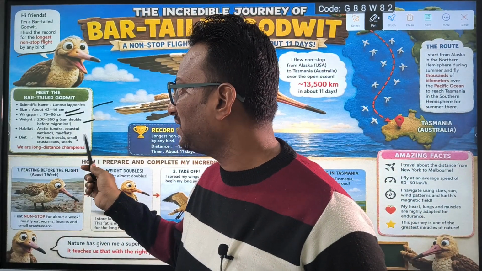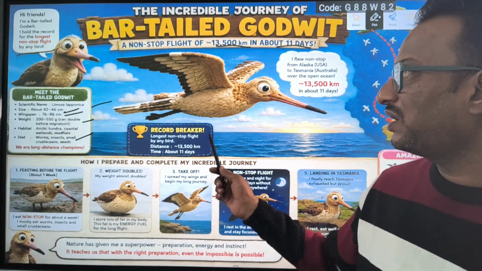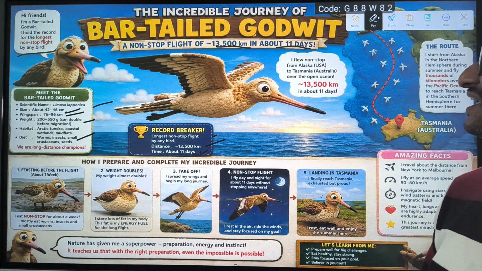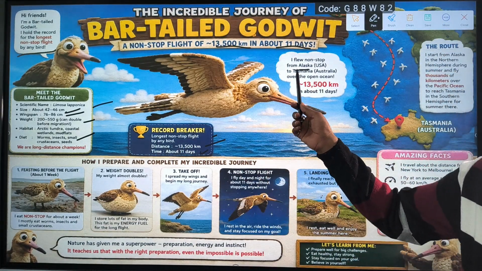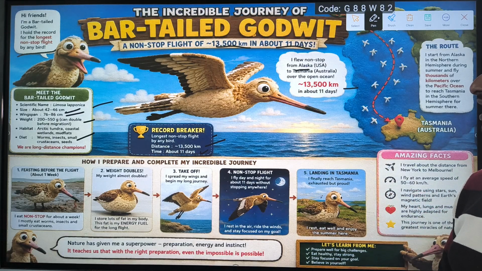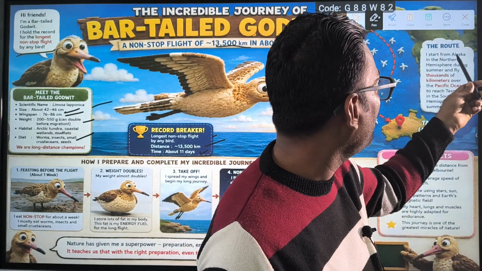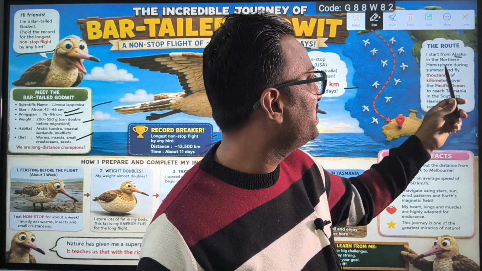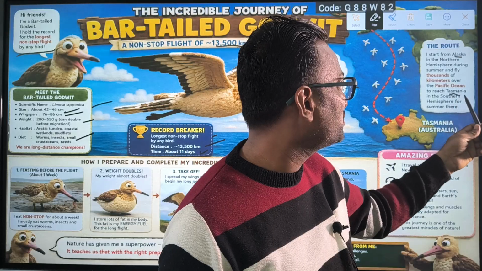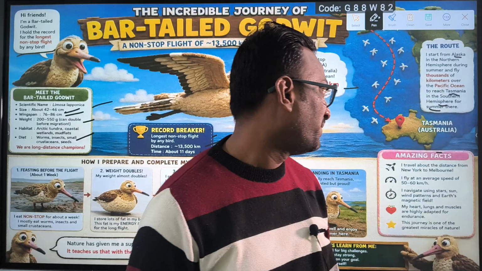Right, so the diet is worms, insects, small seeds like that. Record: longest non-stop flight, distance around 13,500 kilometers, about 11 days. So from Alaska to Tasmania, I mean USA to Australia, over the open ocean, around 13,500 kilometers it has travelled. It started from Alaska in the northern hemisphere during summer and flew thousands of kilometers over the Pacific Ocean to reach Tasmania in the southern hemisphere for the summer.